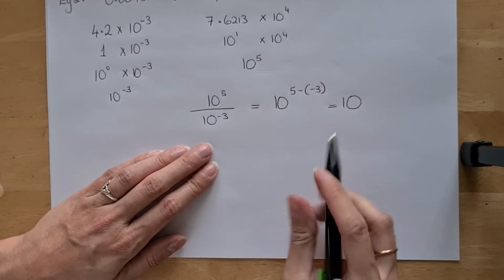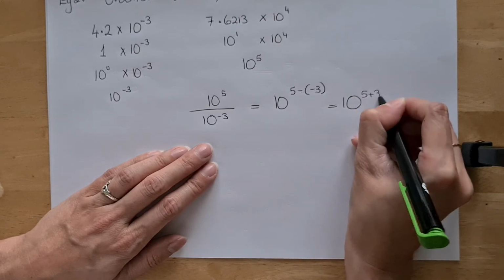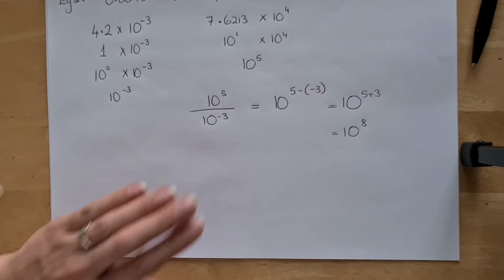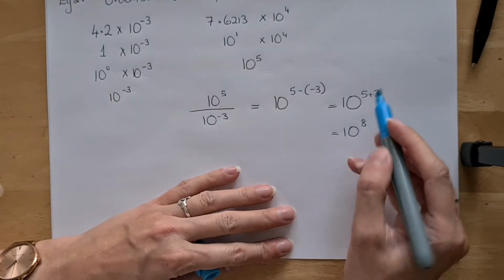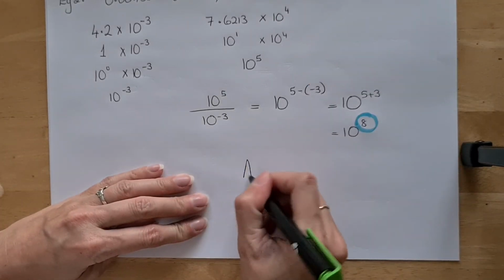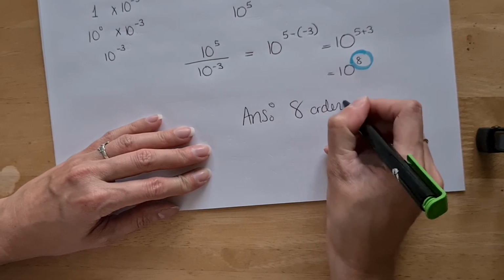That's going to be 10 to the power of, a minus multiplied by a minus is a plus. So that becomes 5 plus 3, which is 10 to the power of 8. So the answer, those two numbers differ by 8 orders of magnitude. So that is your answer. 8 orders of magnitude.